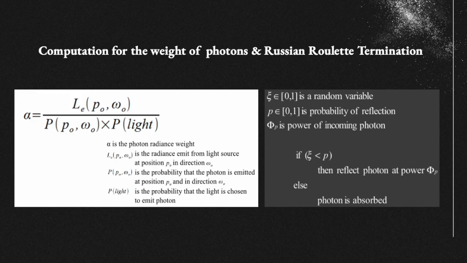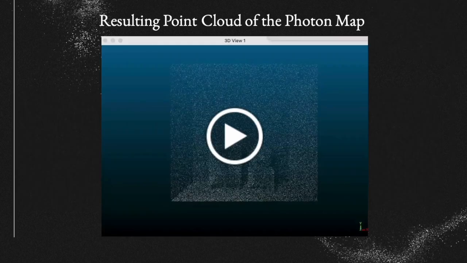Following the paper, we implemented Russian roulette to terminate photons. This probability equation is chosen because a photon will have a higher chance of being reflected if it's brighter. The condition of termination is set based on the comparison between a random value and the probability calculated from the weight of the photon. If the random value exceeds the probability, the photon path is terminated at that point.